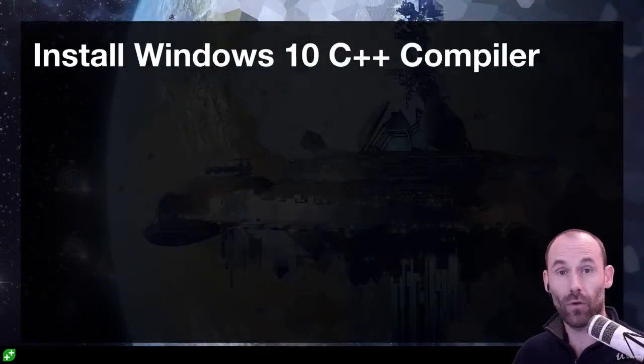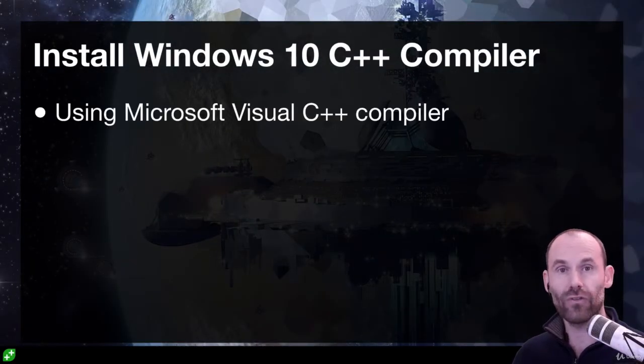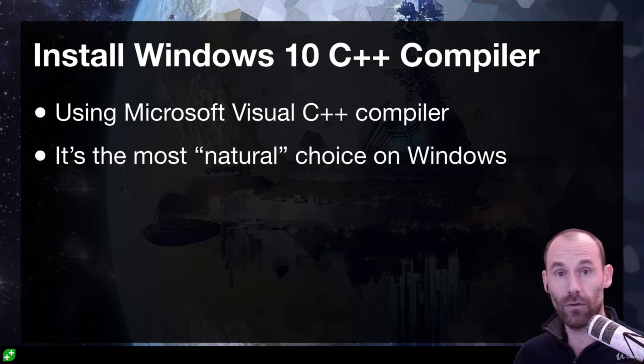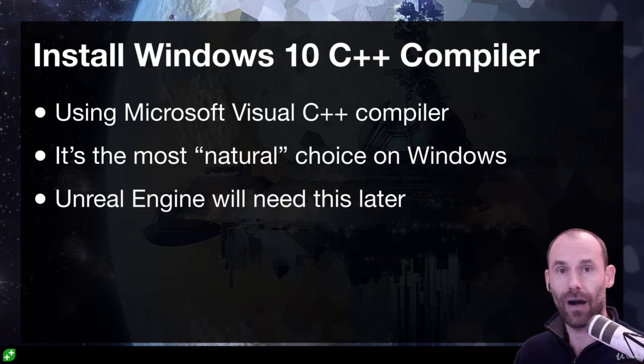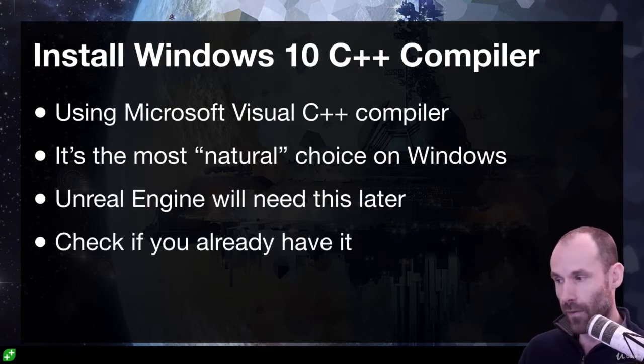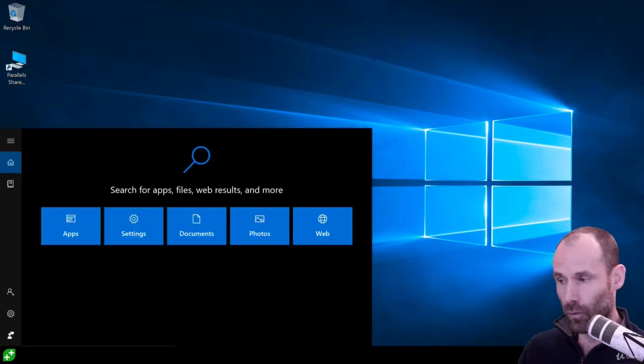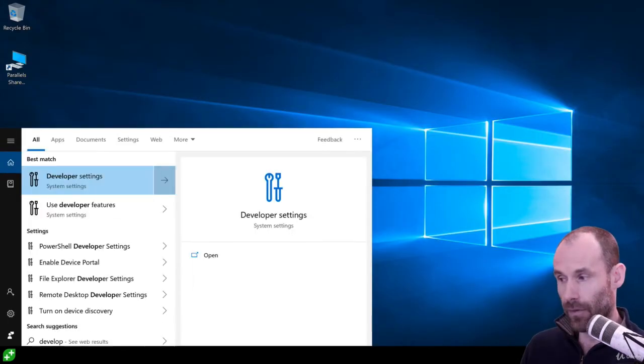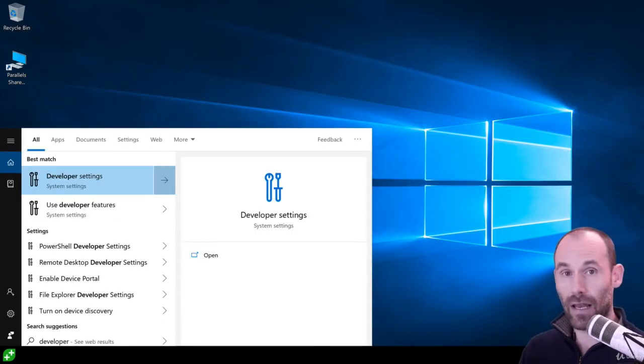We're going to be installing the Microsoft Visual C++ compiler. That's the most natural choice on Windows. Unreal Engine will be using that compiler later on. So the first thing we need to do is check and see if you already have it. The way we do that is just go to the search box on Windows and type developer. And if you don't have the developer command prompt in that list, then you don't yet have it installed. And I'm going to show you right now how to do that.